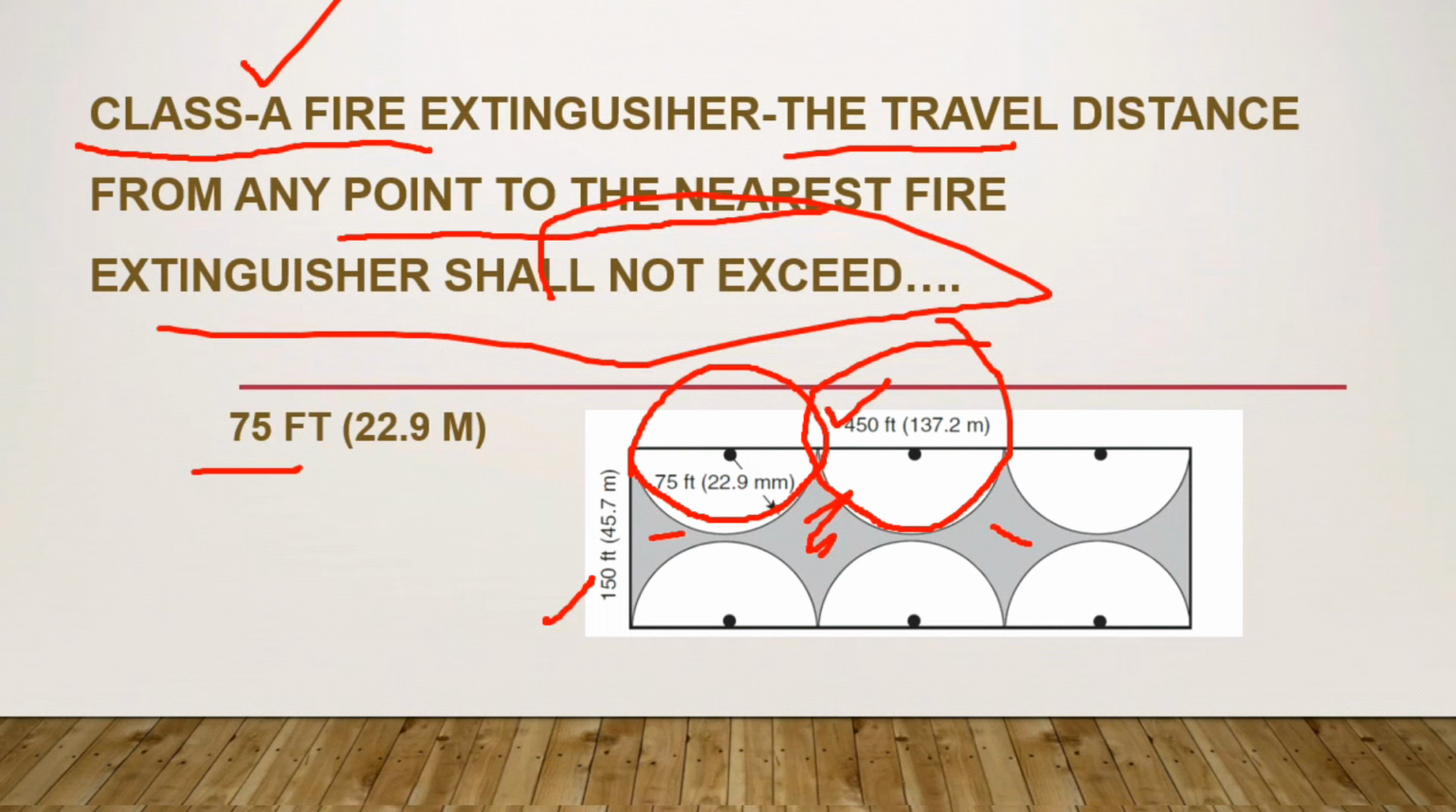So this maximum fire extinguisher distance for class A, we have to follow 22.9 meters. Coming to class B and class C, there are different fire extinguishers, so each has a different travel distance. So class A, it is 22.9 meters.